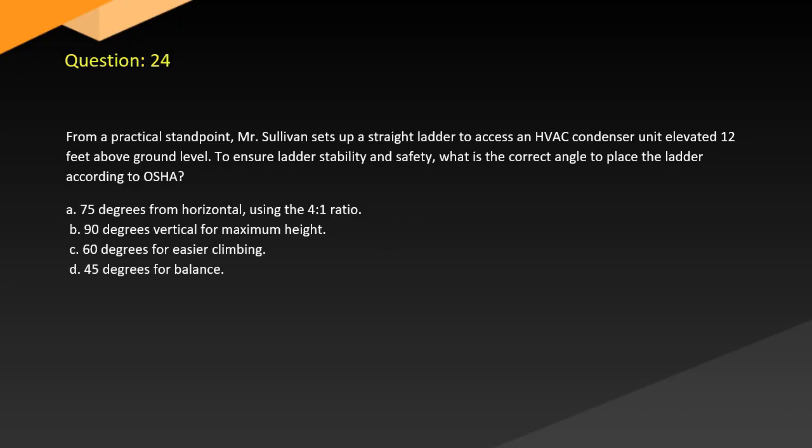Question 24. From a practical standpoint, Mr. Sullivan sets up a straight ladder to access an HVAC condenser unit elevated 12 feet above ground level. To ensure ladder stability and safety, what is the correct angle to place the ladder according to OSHA? A. 75 degrees from horizontal, using the 4:1 ratio.